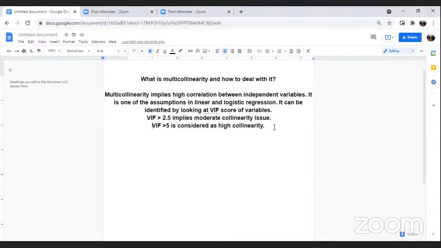Yes, Ipsita. So basically, you can deal with it by removing the variables which have high VIF scores, and again checking the multicollinearity. Yes, you can do that. You're right.